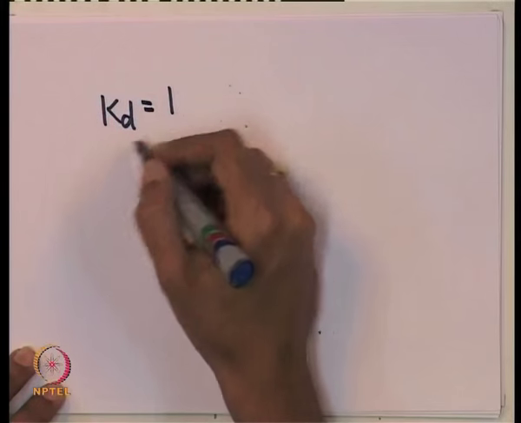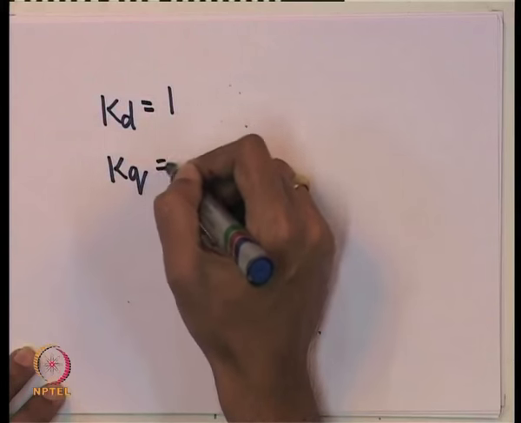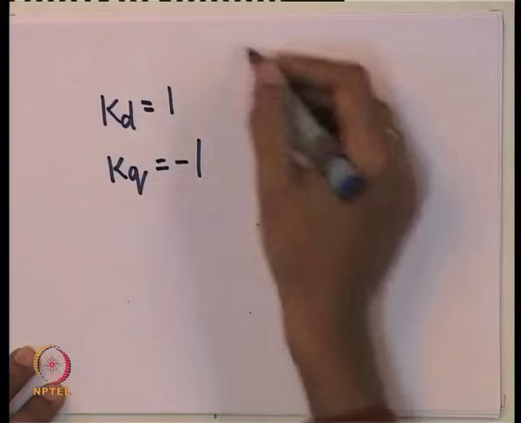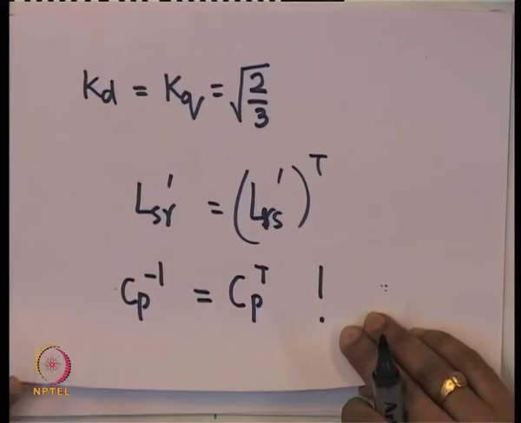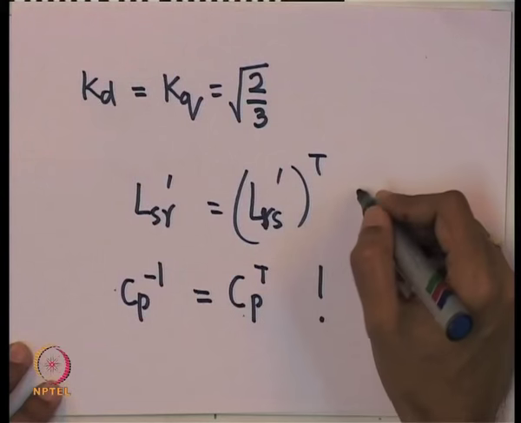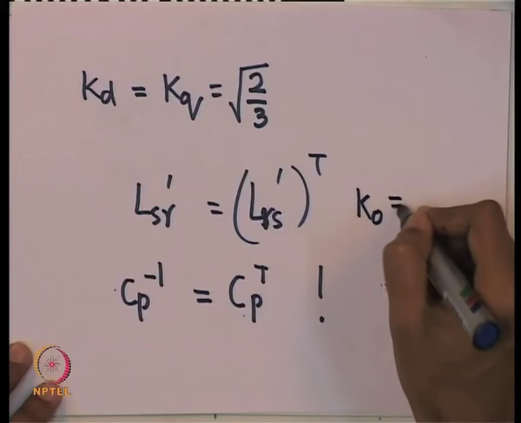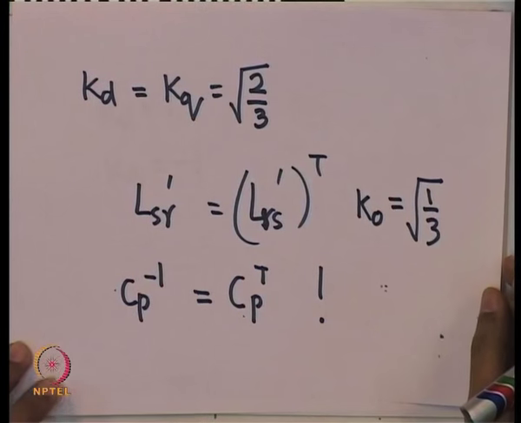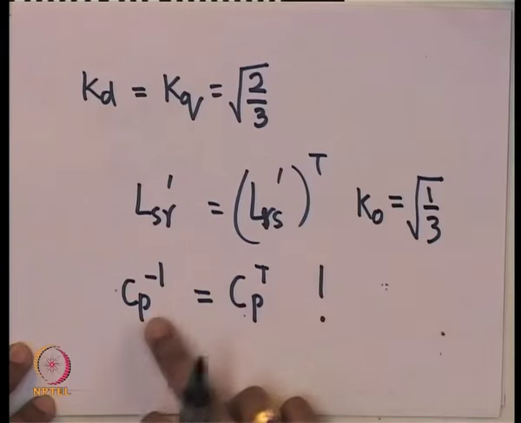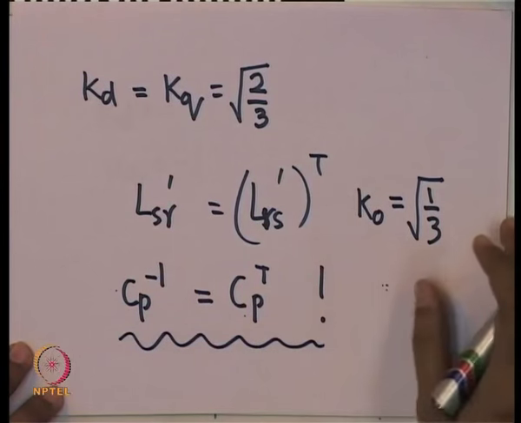In fact, if you look at other literature or many industry papers, they follow a convention k d is equal to 1 and k q is equal to minus 1. So, they follow this choice. Of course, I did not talk about k 0. If I want this to be true, I should have told you before, you have to choose k 0 is equal to 1 by root 3. So, k 0 also gets defined if I want this to be true.